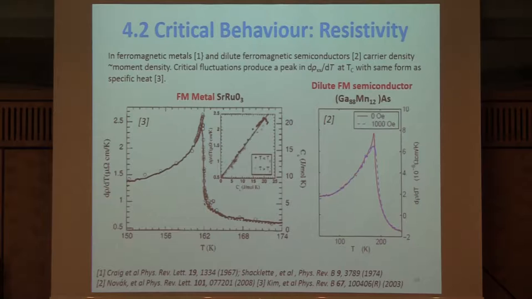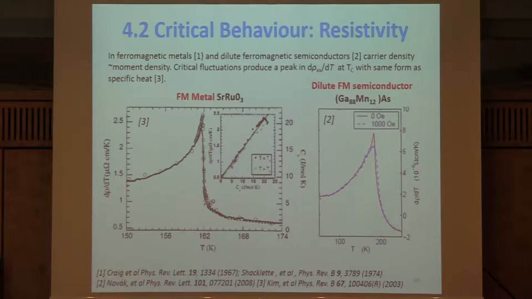If, however, you look at materials where the moment density is comparable with the carrier density, for instance, I just happened to pick this one, strontium ruthenium oxide, a metal, where the carrier density is about the same as the moment density, what you find, and it's quite hard to see here, is that the circles are the derivative of the resistance of the metal, and the line is the measured specific heat. So the derivative of resistivity actually has the same functional form as this cusp in the specific heat.